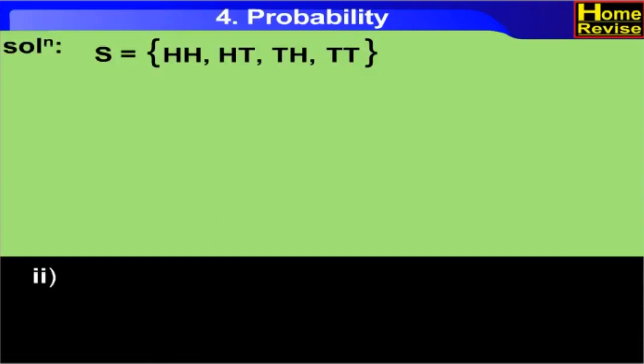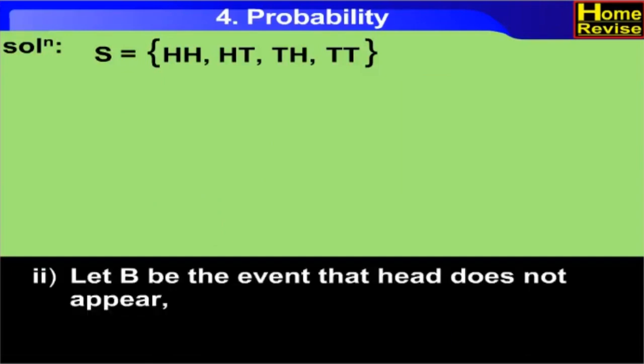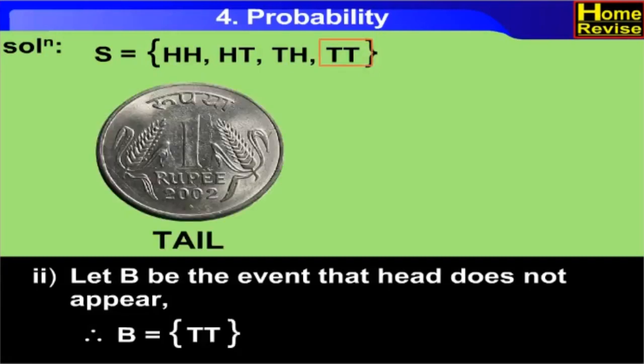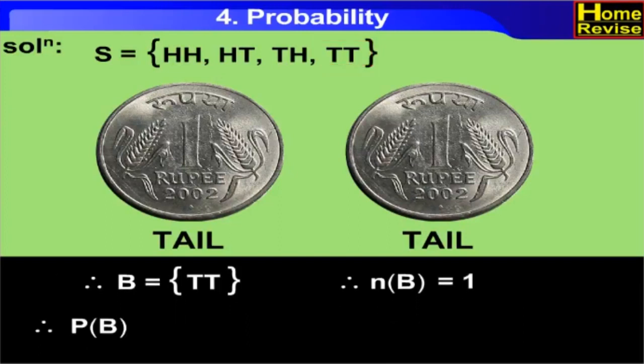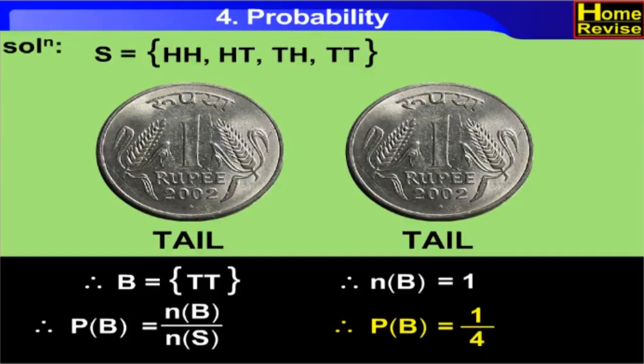Number 2. Let B be the event that head does not appear. Therefore, B is equal to, in curly brackets, TT. Therefore, n of B is equal to 1. Therefore, probability of B is equal to n of B upon n of S. Therefore, probability of B is equal to 1 upon 4.